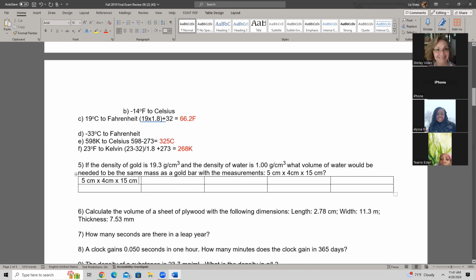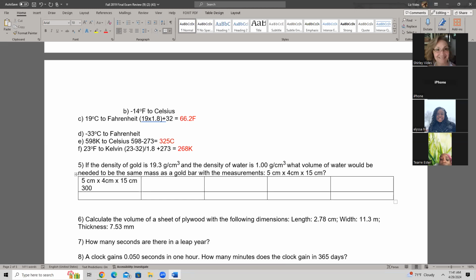So that ends up being 300. I'm just showing you where that came from, just in case. That is the one that we're using, this one. I'm just highlighting it so you see which one. Now we want to know, first of all, the mass of gold so we can convert it to volume of water. The mass of gold is 19.3 grams for every cubic centimeter.